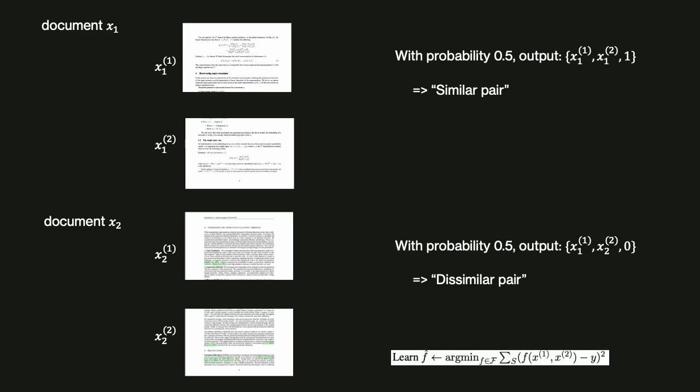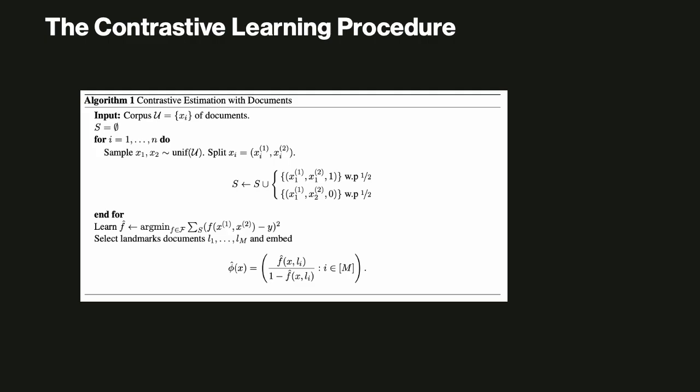And the overall goal is to learn a function that minimizes the mean squared difference between the expected similarity or dissimilarity of given documents minus their actual similarity or dissimilarity label. So here's an actual algorithm of how all of that looks. And as you can see, with probability half, we're sampling halves from the same document, and with probability half, we're sampling halves that come from the two different documents, and they have their corresponding 1 and 0 label. And then our aim is to learn a function that minimizes the loss.